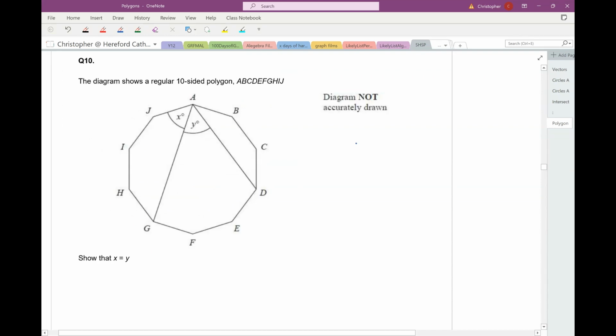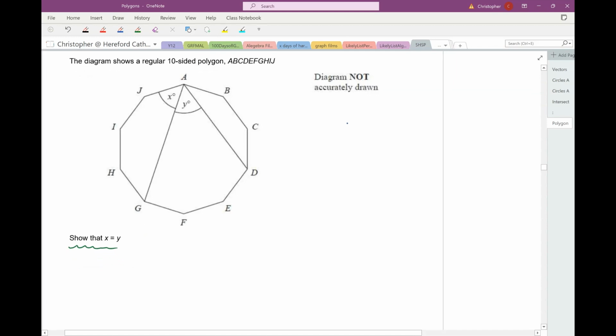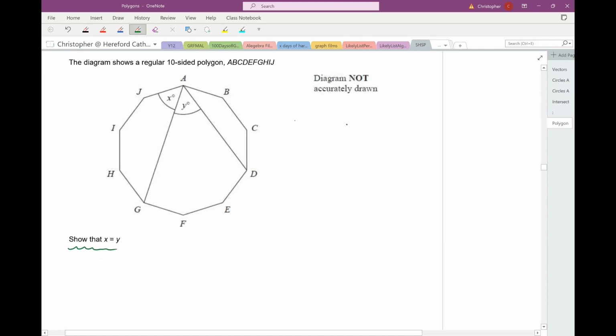Question 10. Right, I've got a regular 10-sided polygon here. And then I'm asked to show that x equals y. Let's just first of all have a think about the 10-sided polygon. What do I know about a 10-sided polygon? Well, the exterior angle is 360 divided by 10, 36. And the interior angle is 180 minus 36. So that is 144.